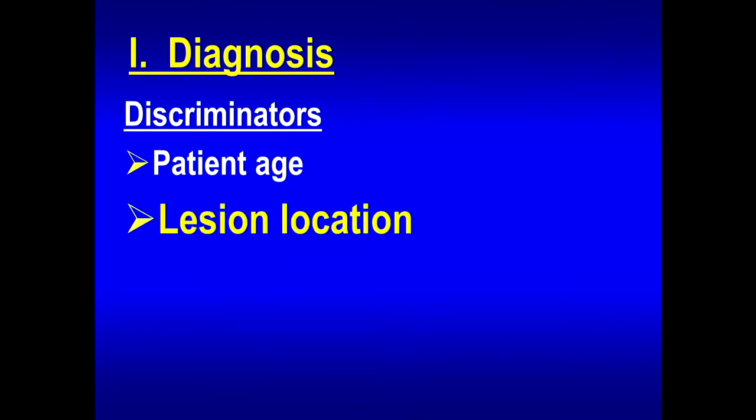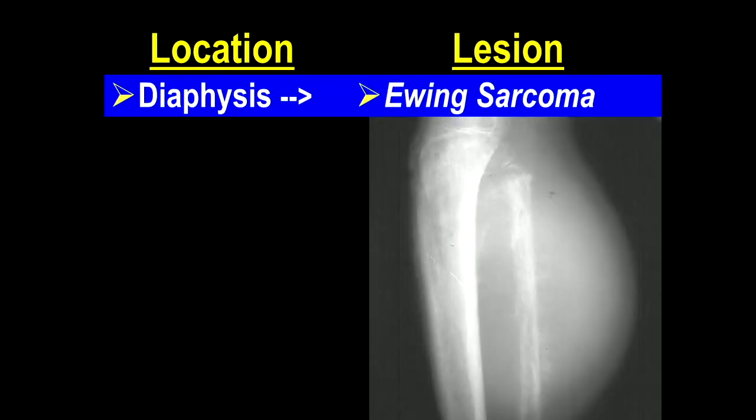So we've talked about patient age. Let's talk about lesion location. After all, like in real estate, it's location, location, location. When it comes to long bones, the classic aggressive lesion that we see in a skeletally immature patient is a Ewing sarcoma, with an aggressive pattern of periosteal reaction, ill-defined osteolysis, and an adjacent soft tissue mass.